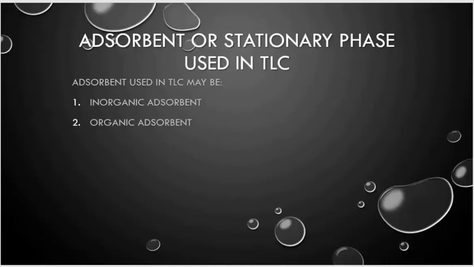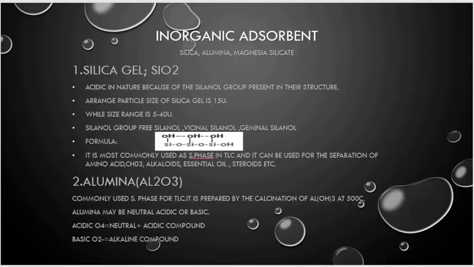Now in TLC or in column chromatography, we have two types of adsorbents or stationary phases, that are inorganic adsorbents and organic adsorbents. In inorganic adsorbents, we have silica, alumina, magnesia and silicate. Silica gel has the formula SiO2. This is acidic in nature just because of the silanol group present in its structure.